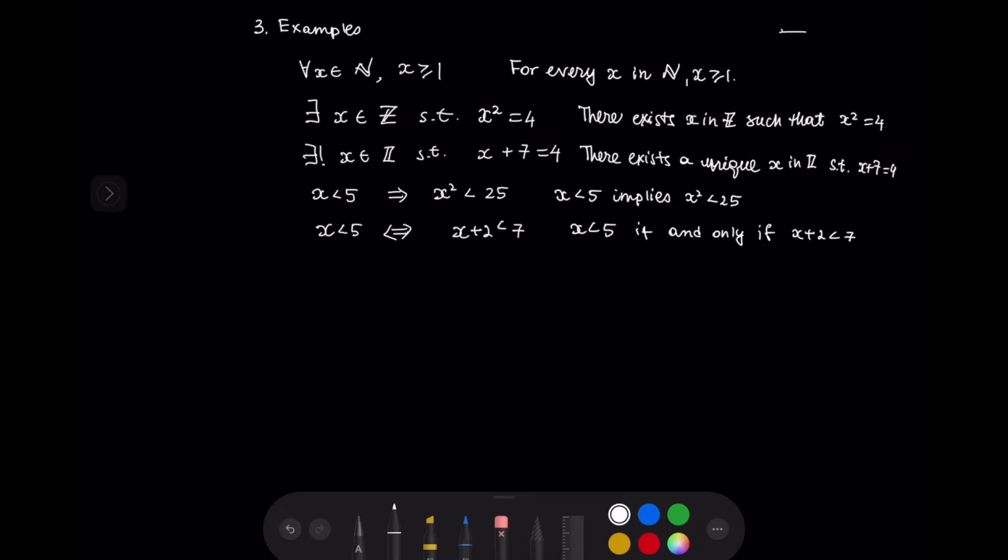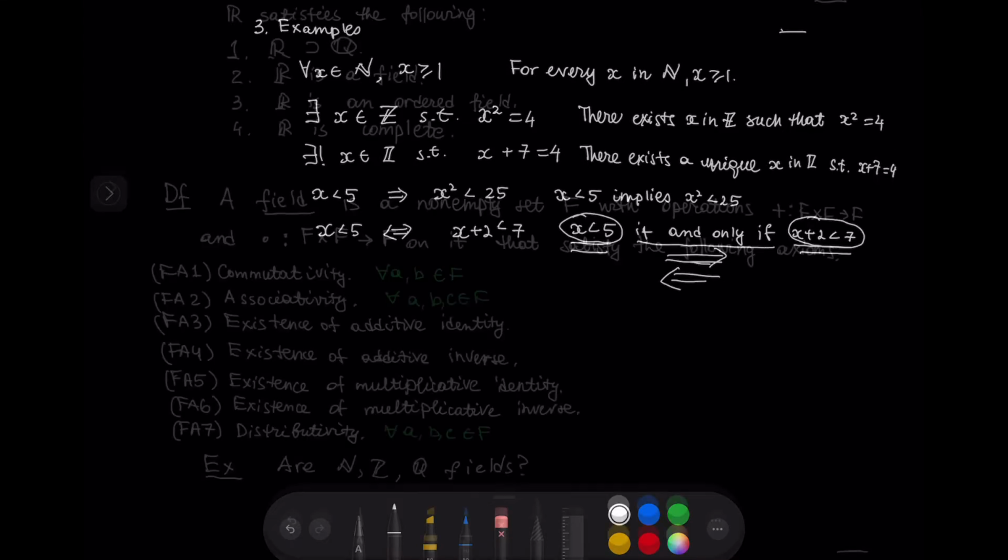So if we look at this inequality x less than 5, and if we add 2 to both sides of this inequality, we will get that x plus 2 is less than 7. On the other hand, if we start here and look at this inequality x plus 2 is less than 7, and if we subtract 2 from both sides, we will get x is less than 5. So this implication is in both directions. X less than 5 implies x plus 2 less than 7, and x plus 2 less than 7 implies x less than 5. So this is why we write if and only if, because both implications are true.